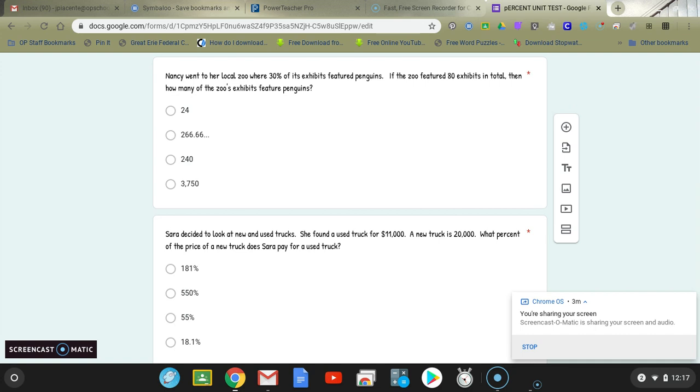Nancy went to her local zoo where 30% of its exhibits featured penguins. If the zoo featured 80 exhibits in total, then how many of the zoo's exhibits featured penguins? So we know 80 is the total. We need to find that part. So your answer choices are 24, 26.6 repeating, 240, or 3,750.